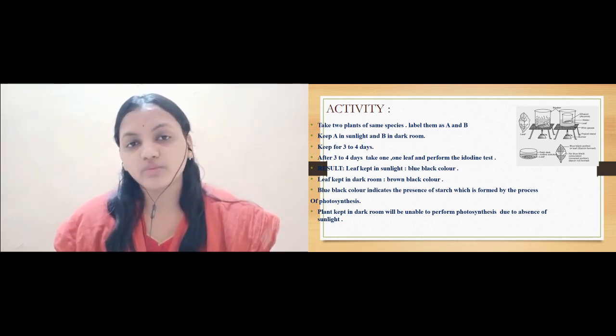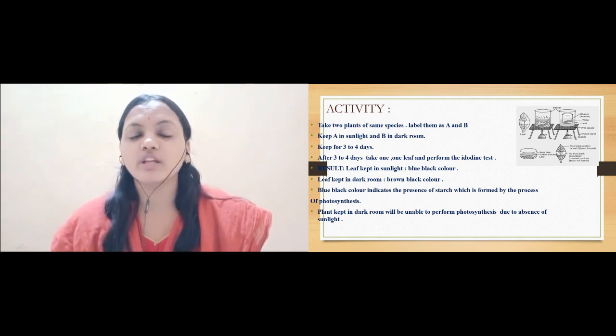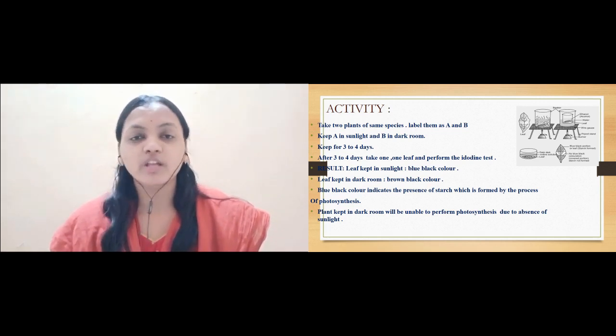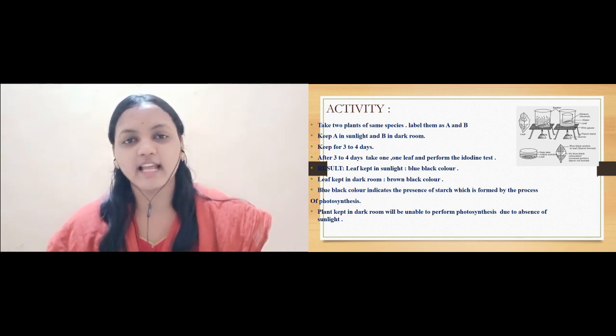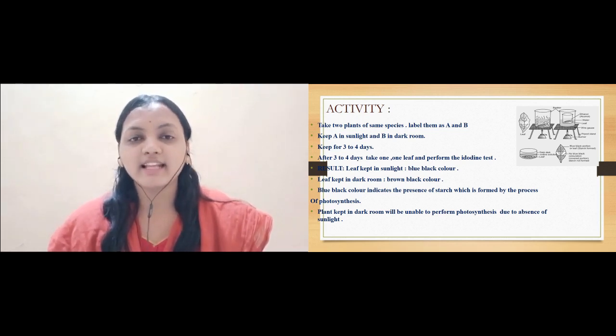Now the plant which was kept in the dark room will not show the iodine test positive because it has not prepared starch. There was no process of photosynthesis in the leaf of the plant which was kept in a dark room. This was because there was absence of sunlight. So this activity tells us that sunlight is necessary for the process of photosynthesis.